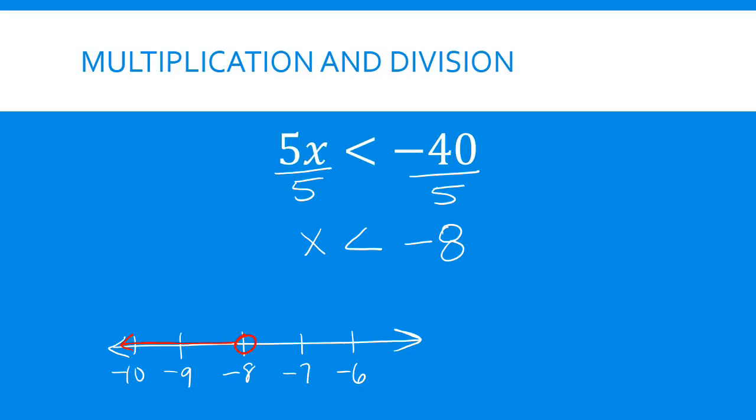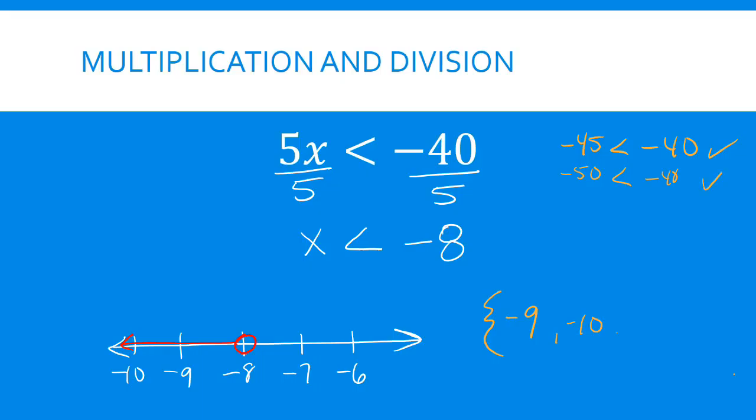And our last step here is we're going to come up with a solution set for this inequality. So since it's an open circle on -8, we cannot include that in our solution set. So let's go ahead and check -9. With -9, we have 5 times -9 is -45, which is less than -40. So this checks out. So let's go ahead and try -10. So 5 times -10 is -50, which is less than -40.